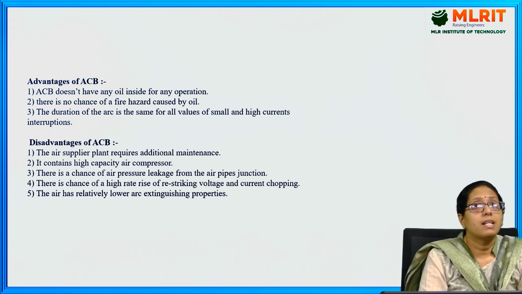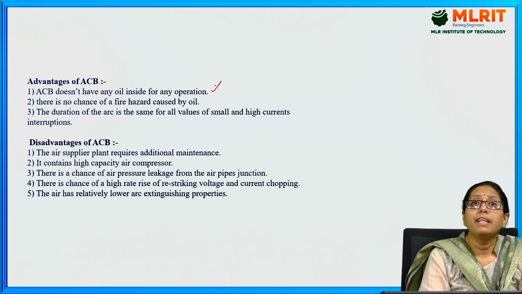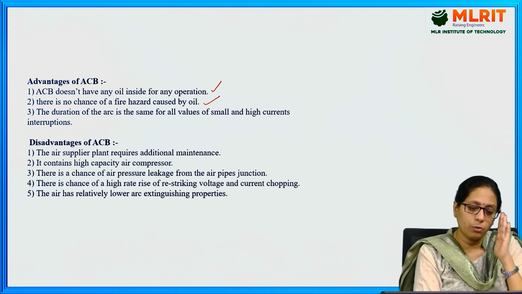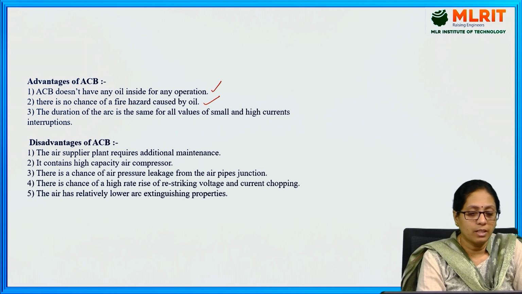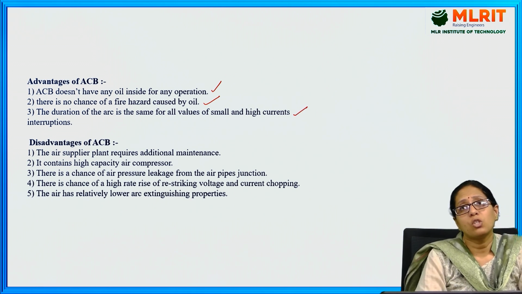The ACB doesn't have any oil inside it, and there is no chance of a fire hazard caused by oil. That means in oil circuit breakers, the fire hazard may take place, but that is not there in air circuit breakers. The next one is that the duration of the arc is the same for all values of small as well as high current interruptions. So these are the advantages.